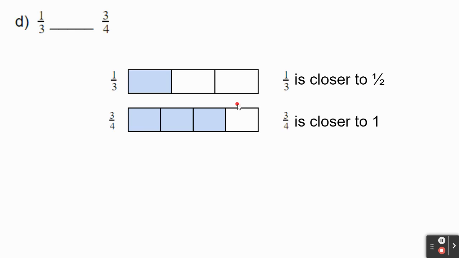We can also use our visual model to compare these 2 fractions. We can see that 1/3 has a lot less shaded than 3/4. So that means 3/4 is going to be our larger fraction. So up here in our sentence, we're going to write that 1/3 is less than 3/4. And we're going to make sure that the symbol opens up to eat the bigger fraction.